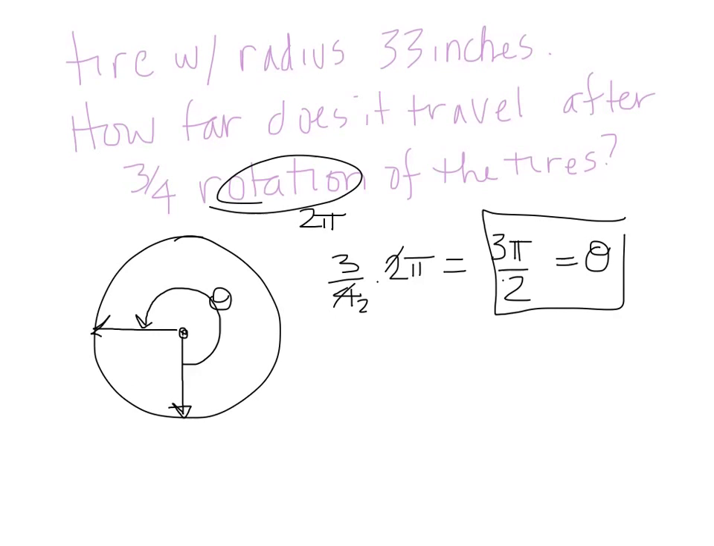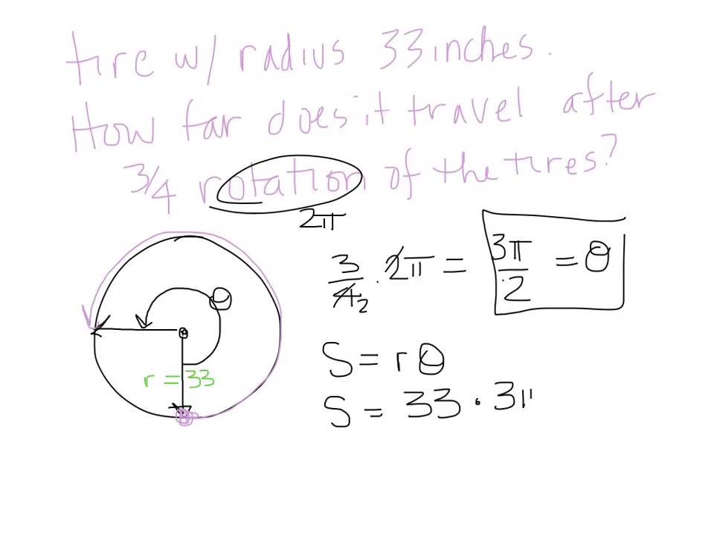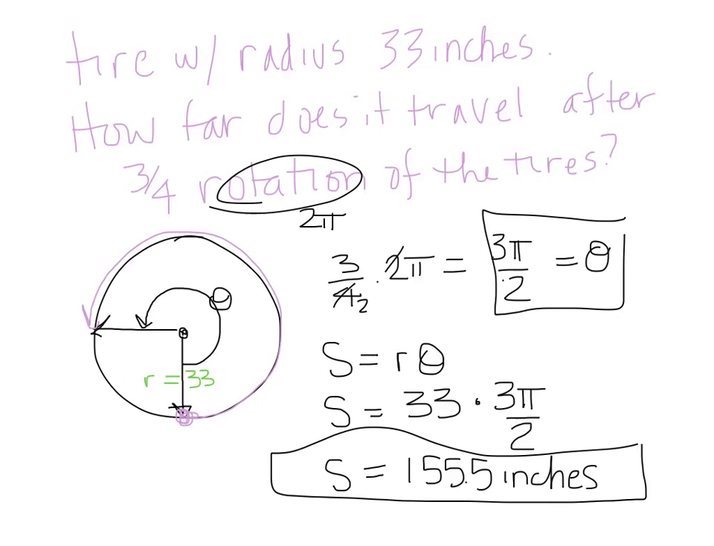Okay, they told me the radius is 33 inches. So if I'm going to use my formula, S is equal to R theta, then this S, the length, is going to be this length from here to there. Okay, that length. S is equal to R, I'm going to use 33. Theta, I'm going to use 3 pi over 2. Let's go ahead and get rid of that pi with the calculator. And I'm going to do 33 times 3 times pi and divide by 2. And get 155.5 inches. And that will be the length of how far it traveled along the road. Done. Alright, see you in class.